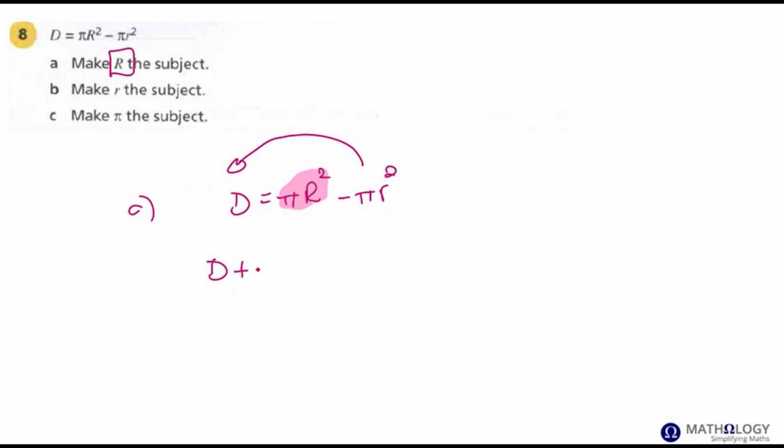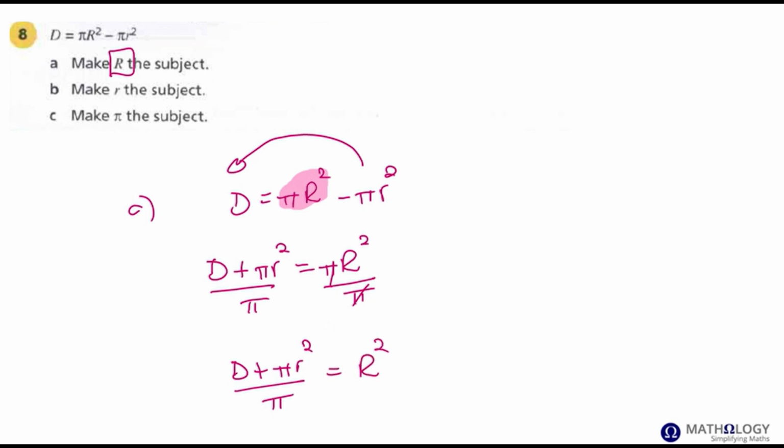So D plus pi lowercase r squared equals pi uppercase R squared. Now because we're looking to make uppercase R the subject, we're going to divide both sides by pi, because pi is multiplied by uppercase R squared. So to reverse that multiplication, we're going to divide. So D plus pi lowercase r squared divided by pi equals uppercase R squared.